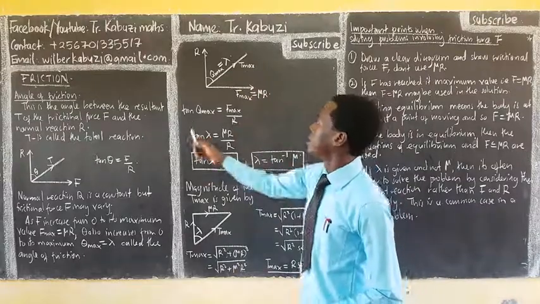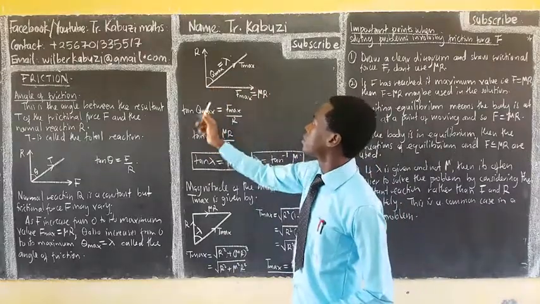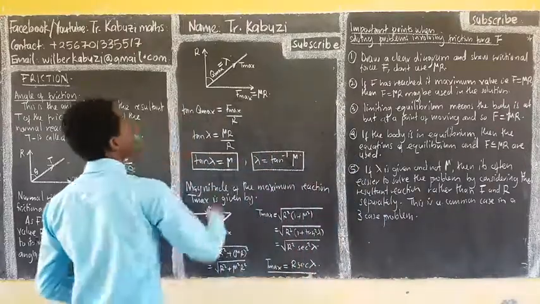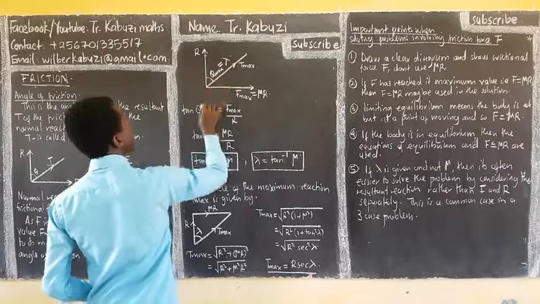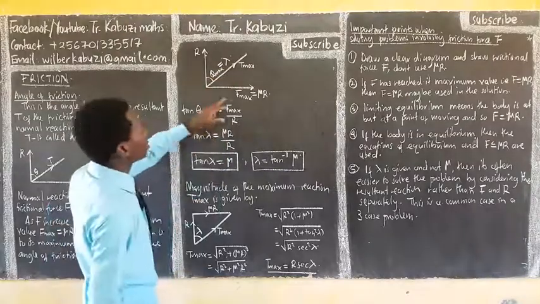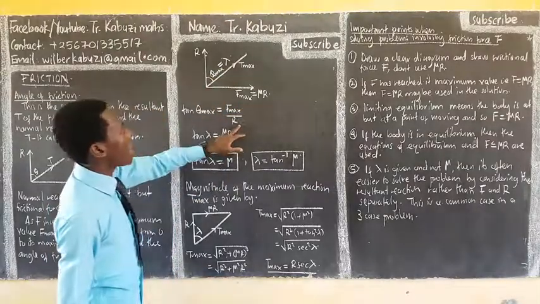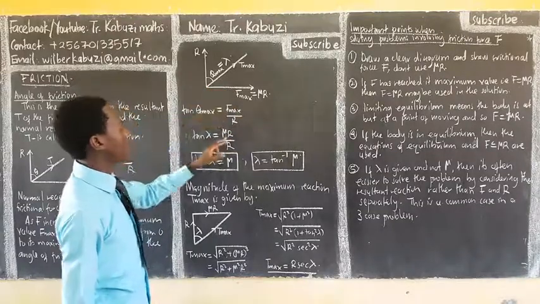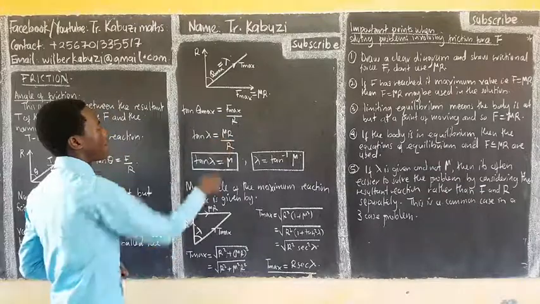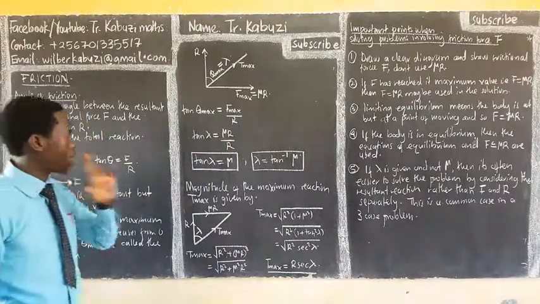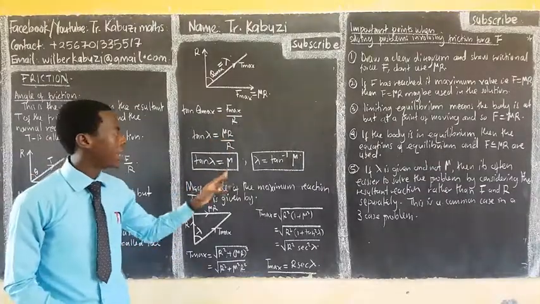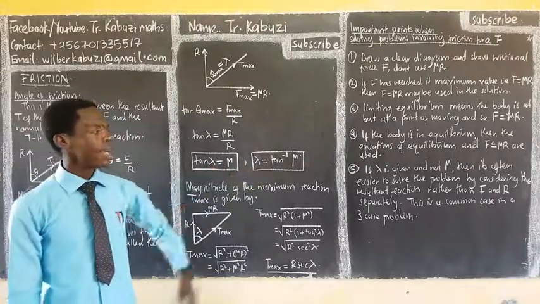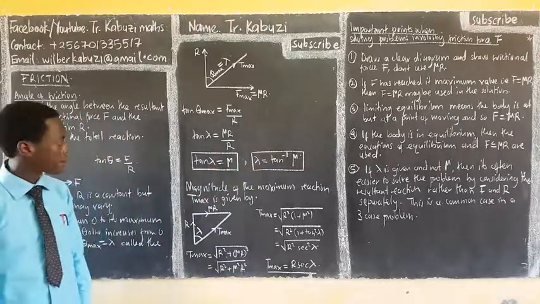So from there, tan theta maximum is going to be equal to F over R. But at F maximum, F is equal to mu R, and so our R is going to vanish, and we shall be having tan lambda equal to mu. Or if you want lambda, we have lambda equals tan inverse of mu.